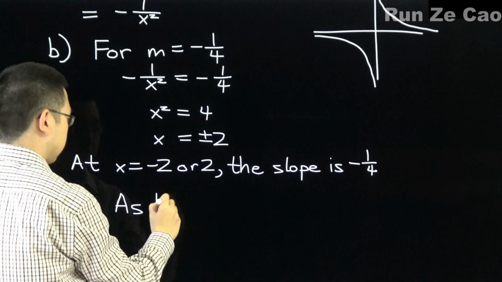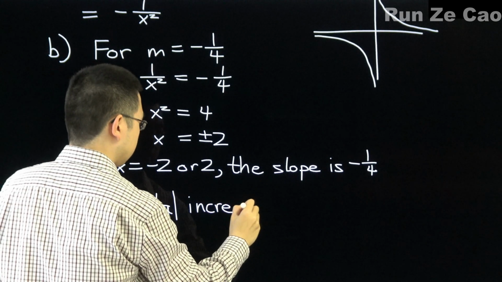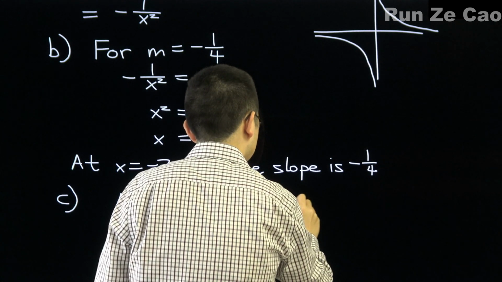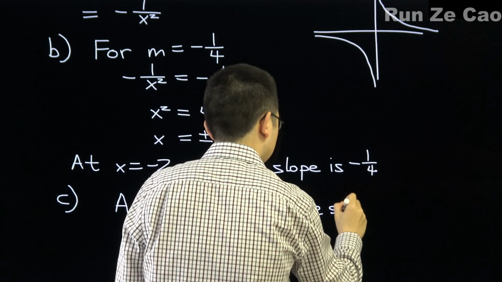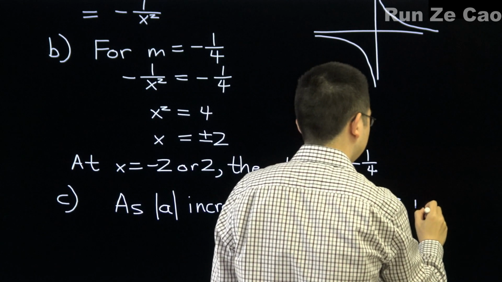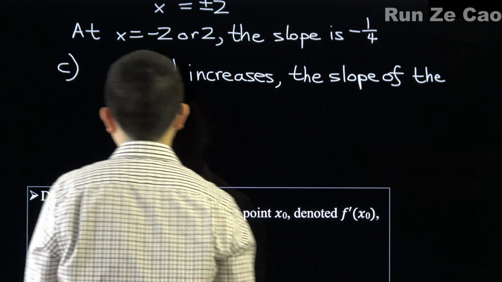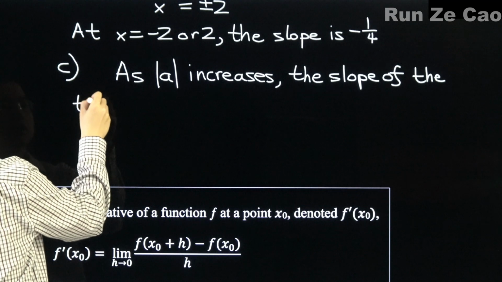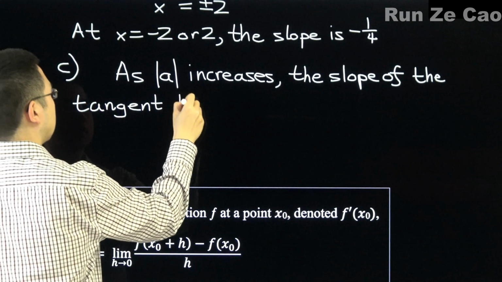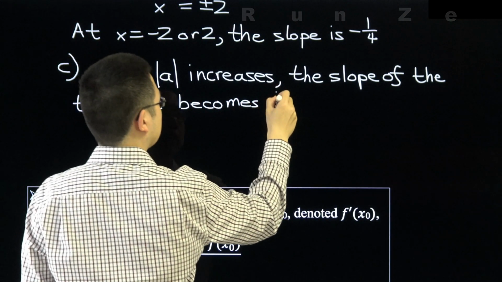As absolute value of a increases, the slope of the tangent becomes less negative.